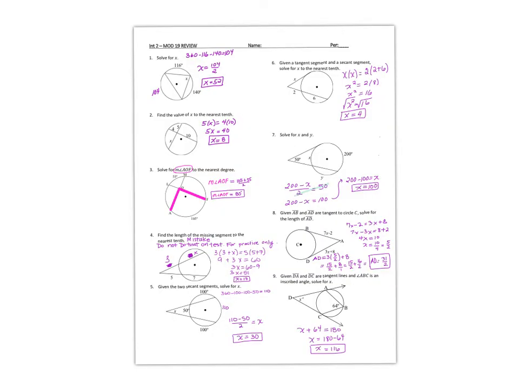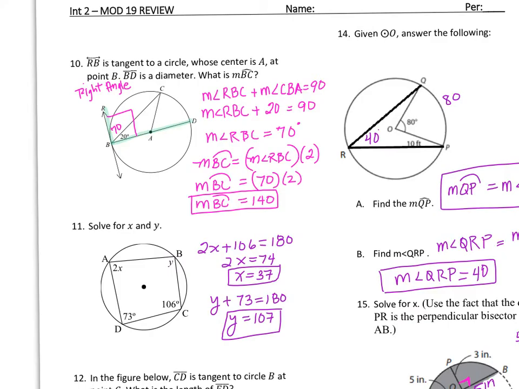This concludes page 1. On number 10, this green angle is actually a right angle. The reason I know that is because this line is a tangent and this segment here is a diameter. That means that when they cross, they form a right angle. That means that if I know this angle is 20, together they make 90, which would make this one 70.